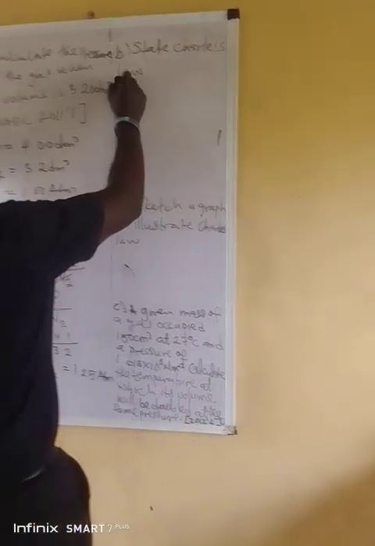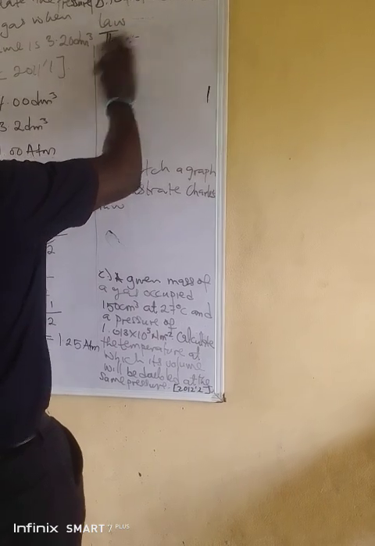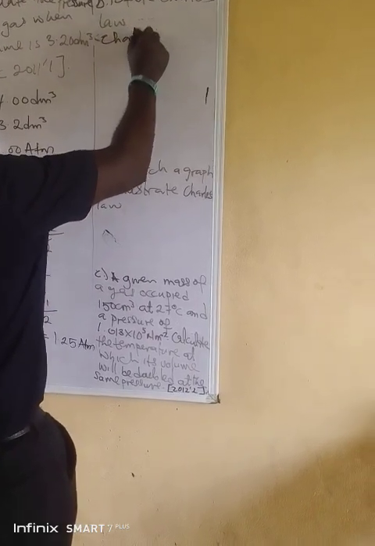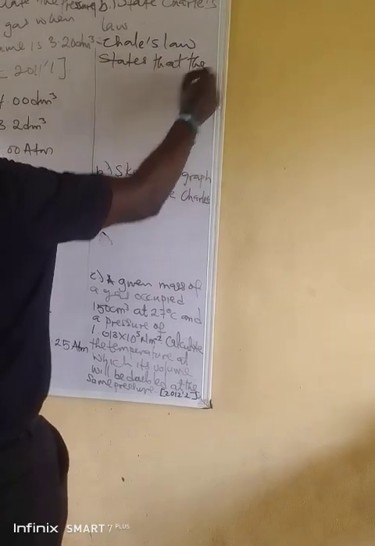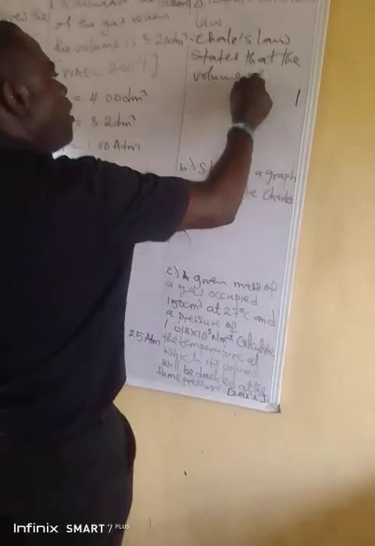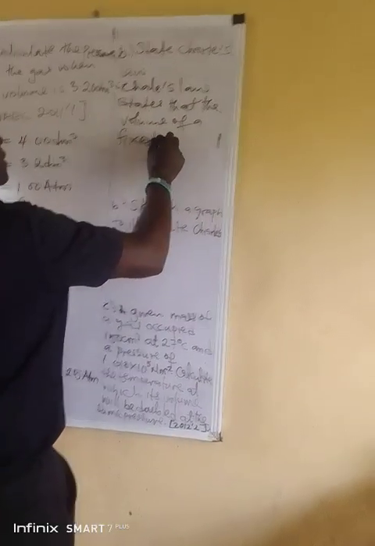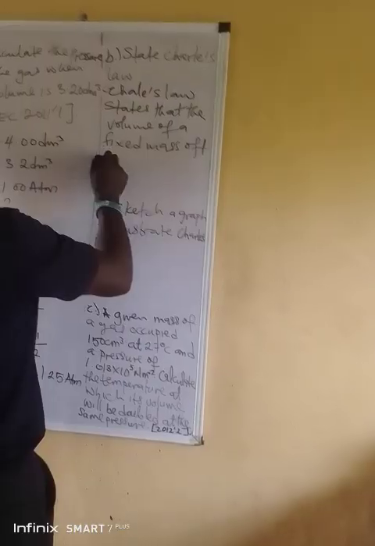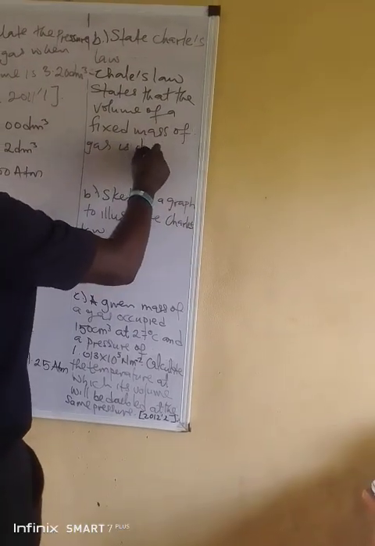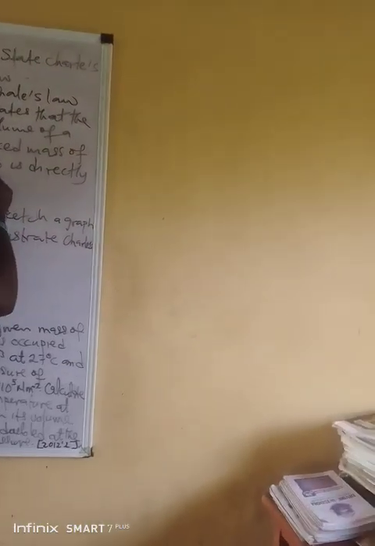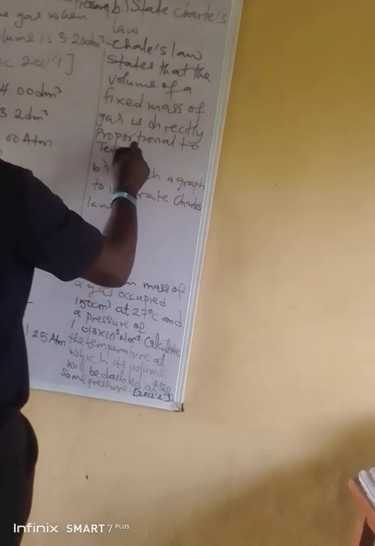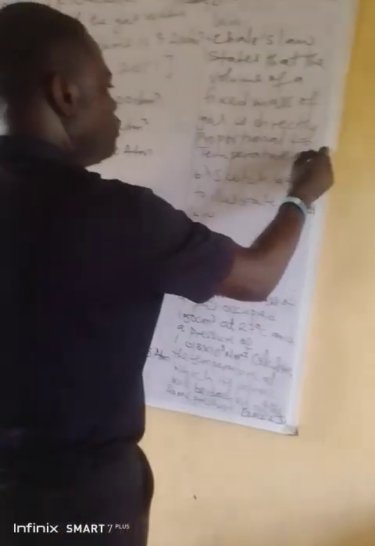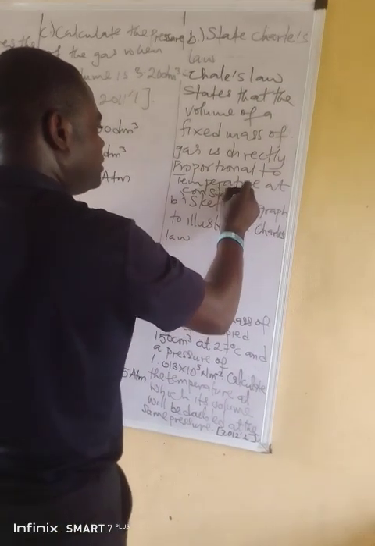Then I come back here. They say state Charles's law. We say the volume. Okay, Charles's law states that the volume of a fixed mass of gas is directly proportional to what? To temperature, at constant pressure.